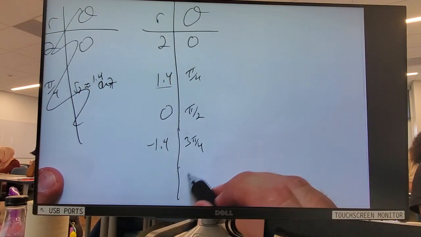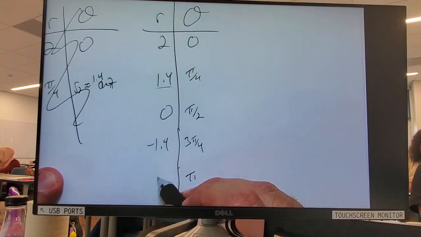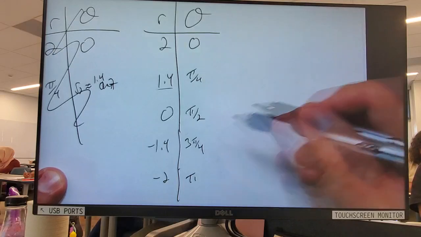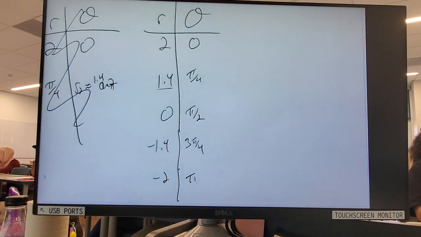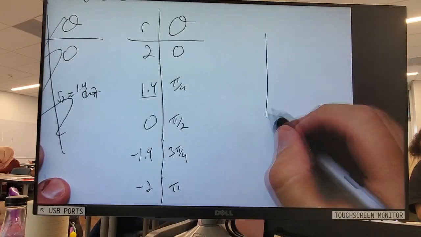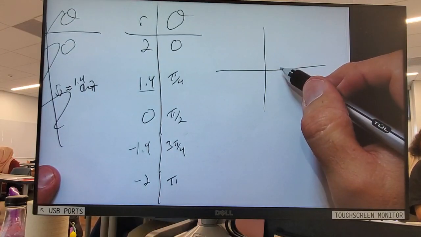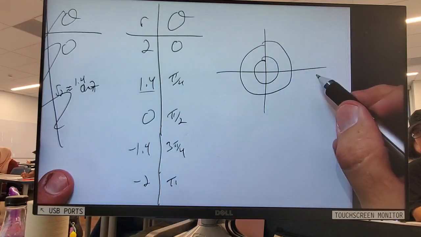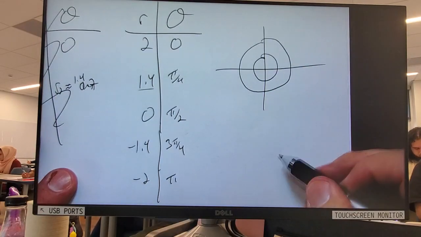So then if I put pi, I get negative 2. I just start repeating myself, yes? Just the negatives of those values, yes? All right, let's graph what we got so far. I know we don't have polar paper, so we're going to make our own little polar paper real quick. And that's all we need.